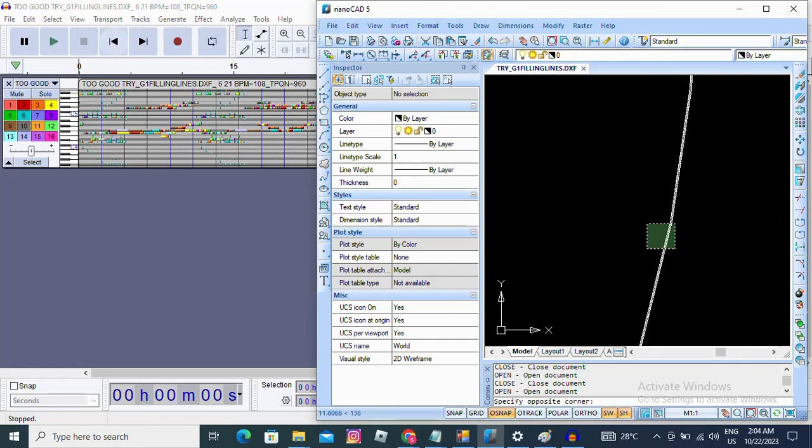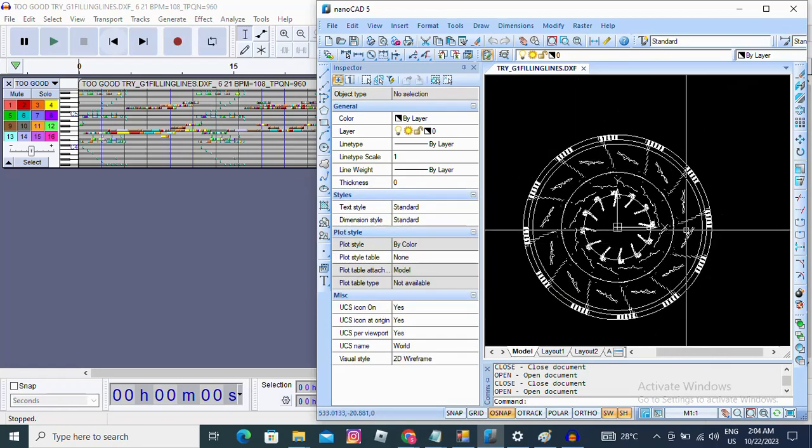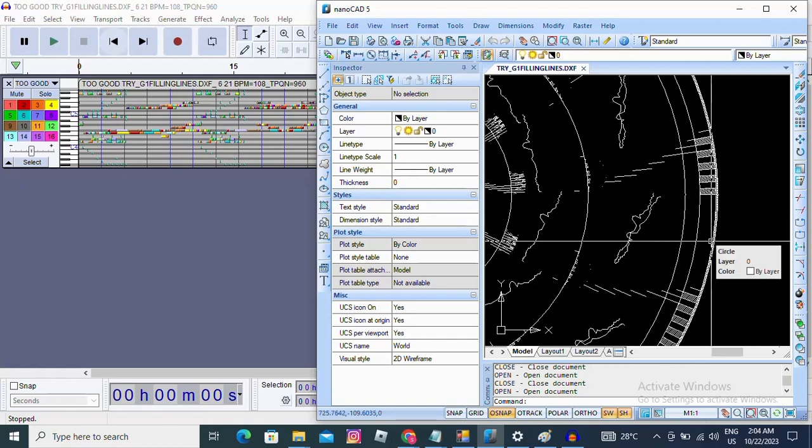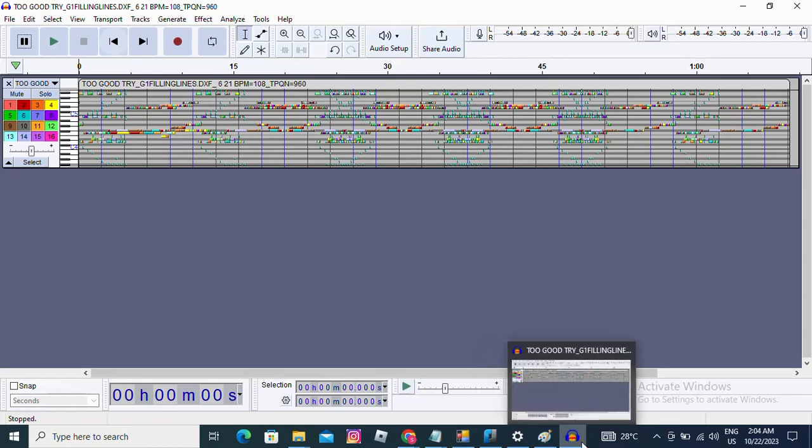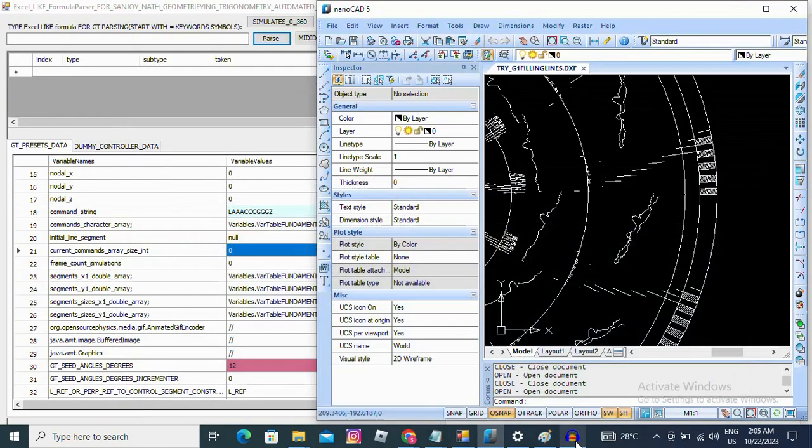The circles define the hertz, and the more circles involved, the more octaves can be involved in the whole process. Let's see how it renders to the music. Let's listen to this. In the previous video, the expression was almost the same, but with a different value of theta.